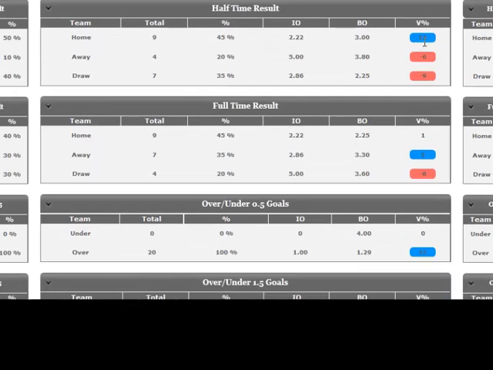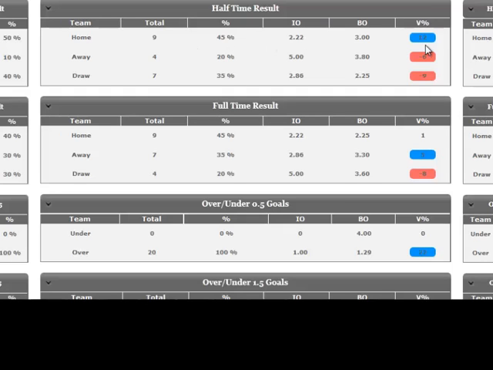So you're looking for stuff that's blue. If it's blue, it means it's a positive. Again, if it's red, it's negative value. So again, looking for stuff that's 10 and over, or there or thereabouts, and at least or around a 45-50% chance of that happening. So here, you've got a 45% chance here, and 12% value on the home half-time win.